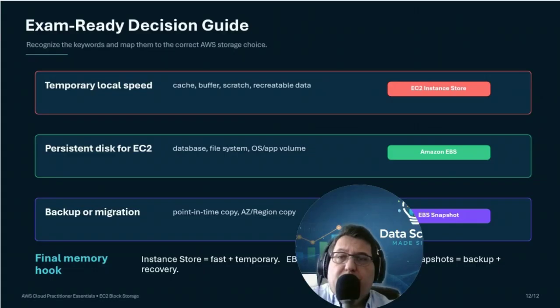Here is the final memory hook. Instance store means fast and temporary. Amazon EBS means persistent virtual disk. EBS snapshots mean backup, migration, and recovery.